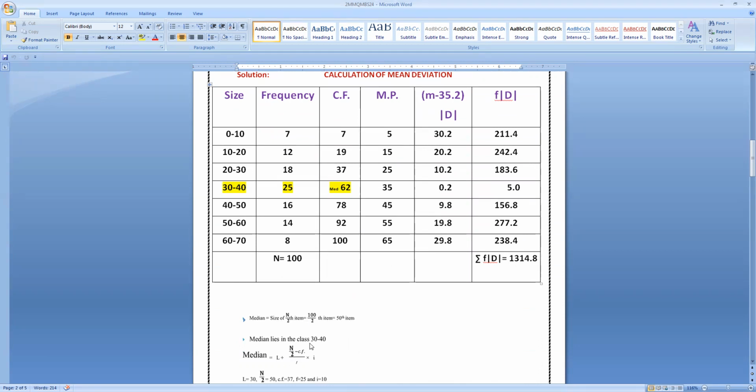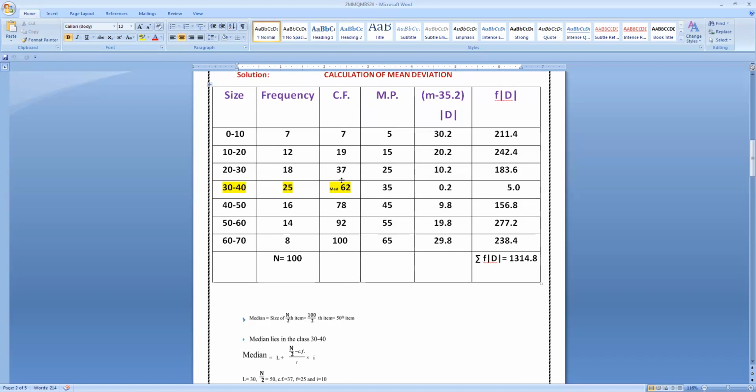To find where the size of the 50th item is lying, we should go for calculating the CF value. The first number is 7, 7 plus 12 is 19, plus 18 is 37, plus 25, the CF will be 62, plus 16 is 78, and 78 plus 14 is 92, plus 8 is 100. So this is how we calculated the CF column, and the size of the item we got is the 50th.